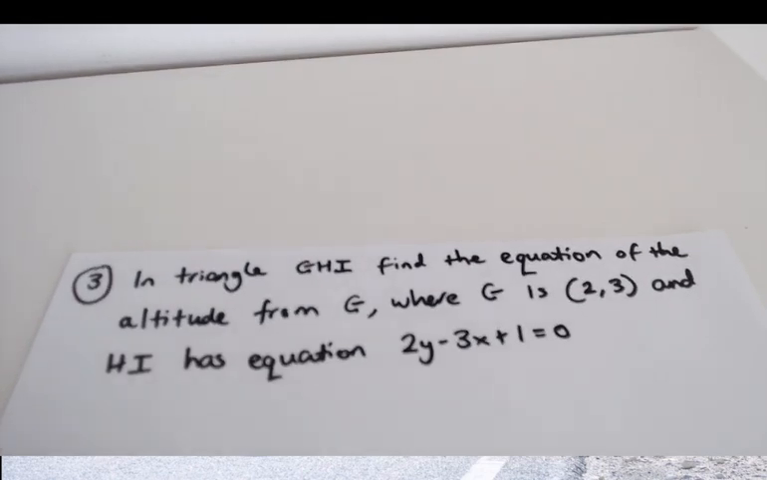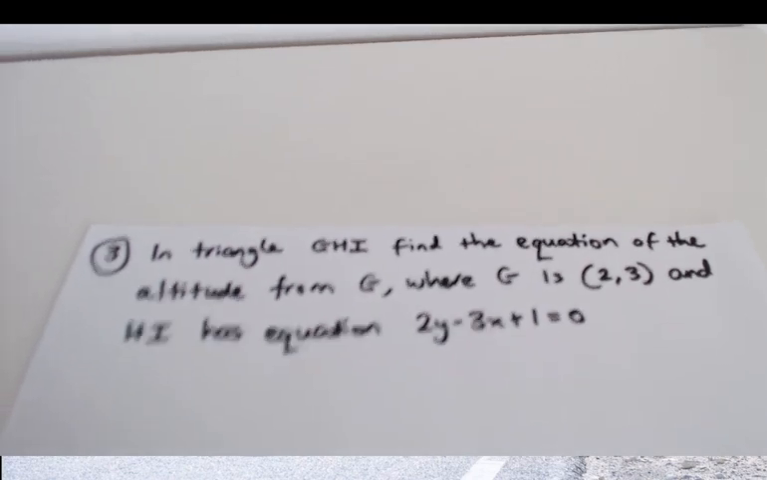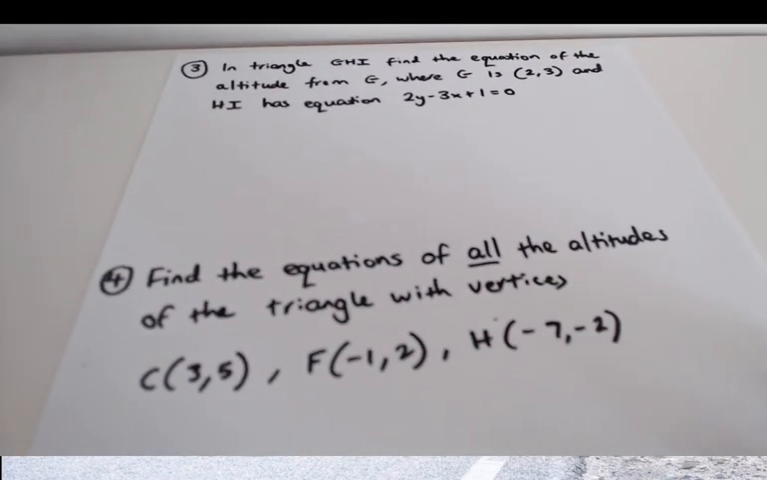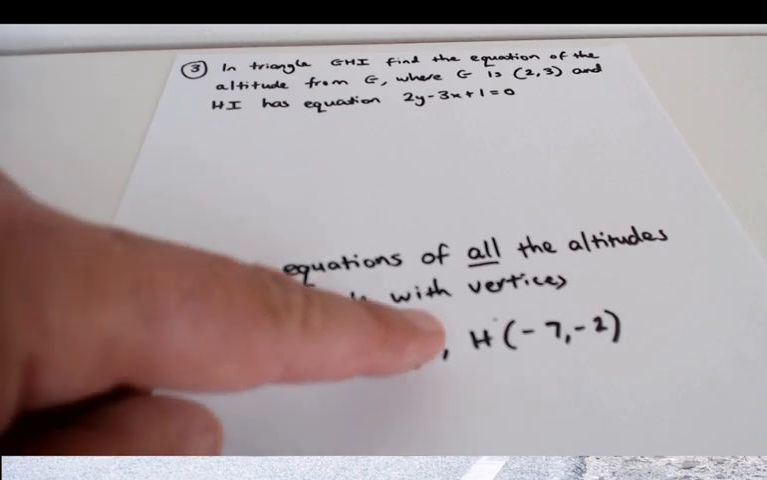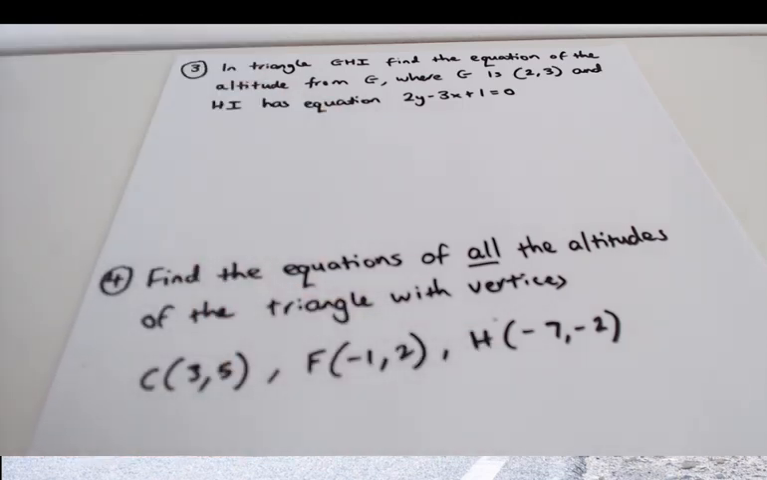Where I've given you it written as an equation. I want the altitude from G. And then question 4 is a bumper question. I want you to find the equations of all the altitudes in this triangle. So that means I want the altitude from C, the altitude from F, and the altitude from H. Yes, that's right, you've got to do that 3 times.